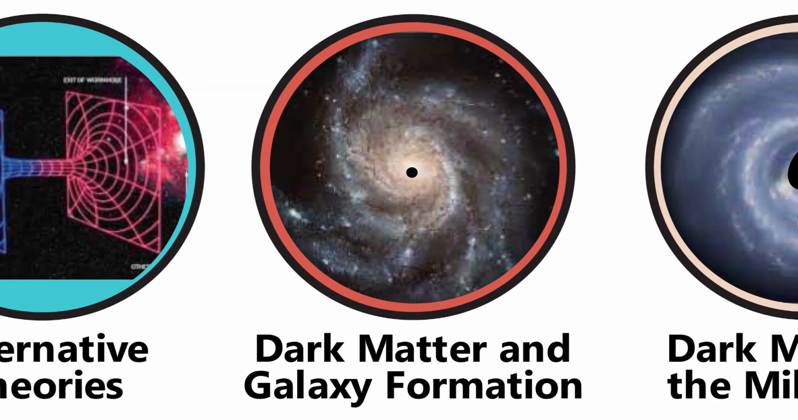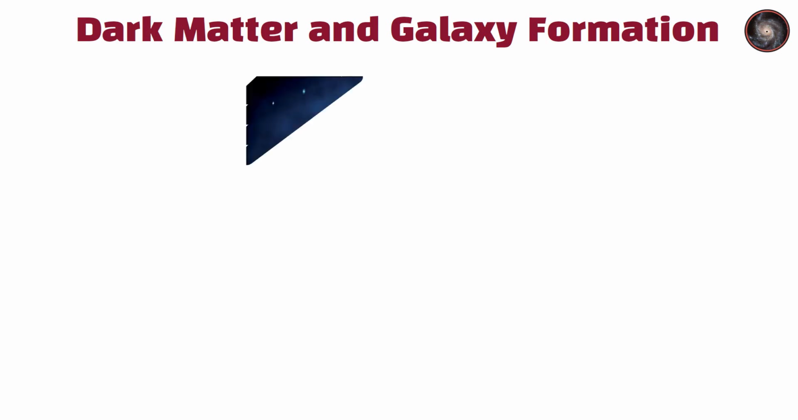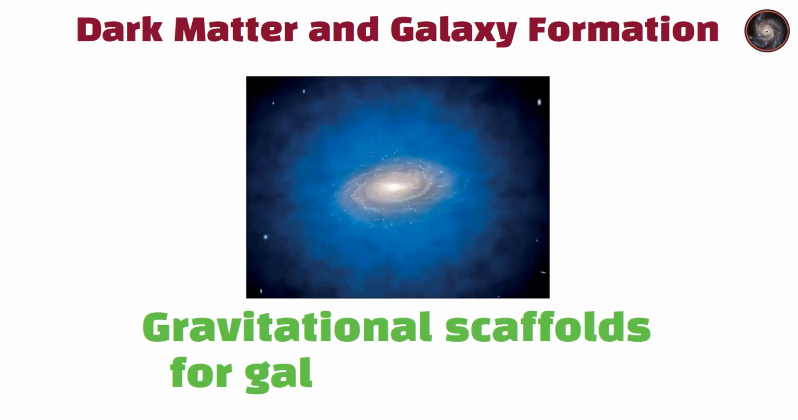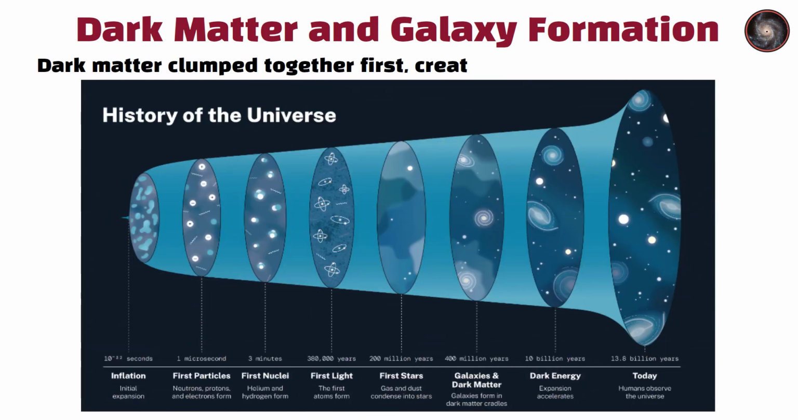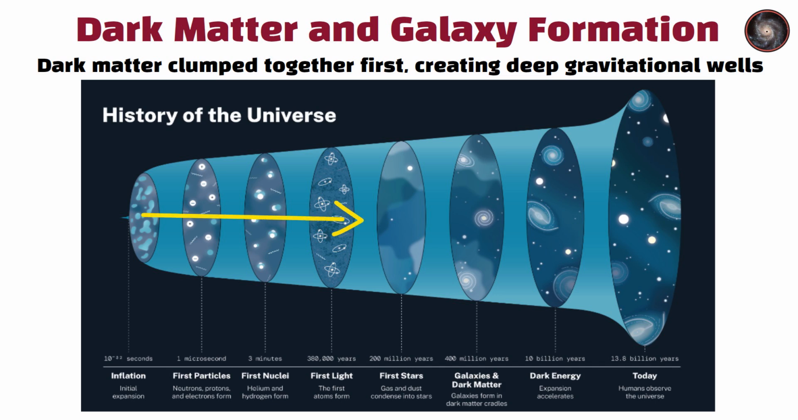Dark matter and galaxy formation. Dark matter halos act as gravitational scaffolds for galaxy formation. In the early universe, dark matter clumped together first, creating deep gravitational wells. Normal matter then fell into these wells, condensing to form stars and galaxies.